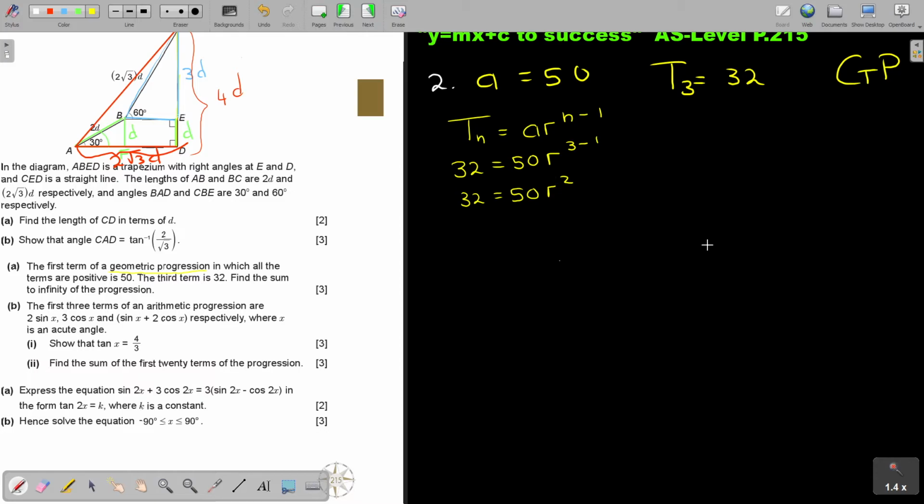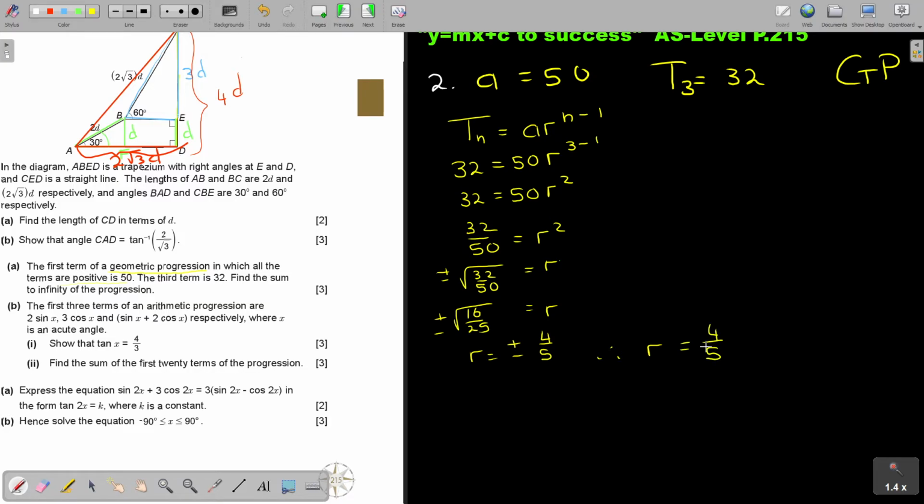Now I'm going to get 32 over 50 equals r squared, and r is equal to plus minus the square root of 32 over 50. Can I just simplify this? I should have simplified it before. That was actually 16 over 25, and I think you see it then. So r is plus minus 4 over 5. But they said the terms are positive, so therefore r is 4 over 5.